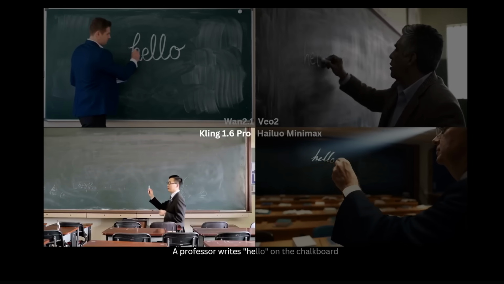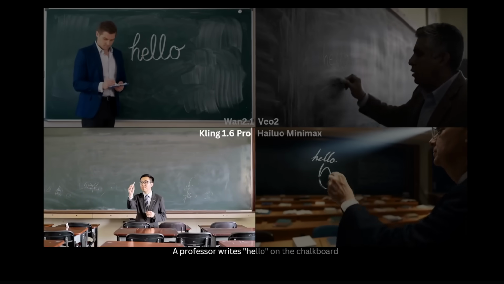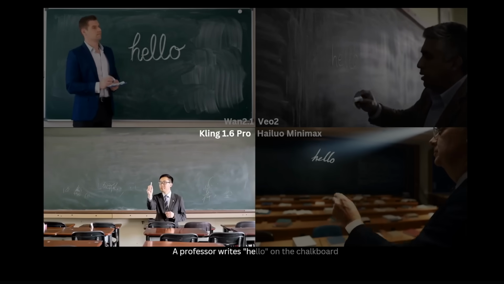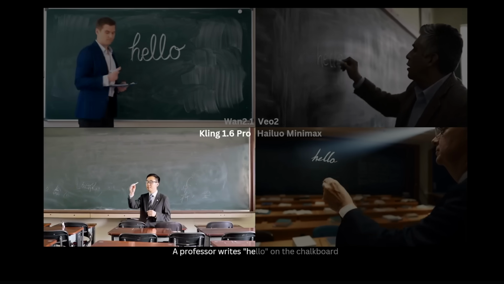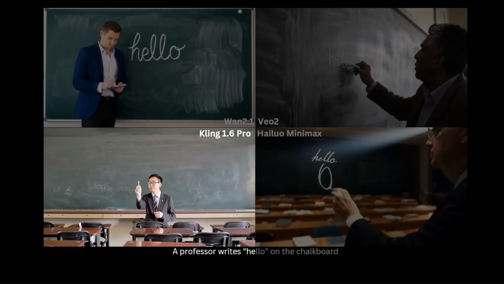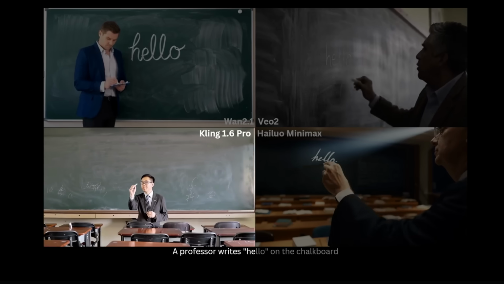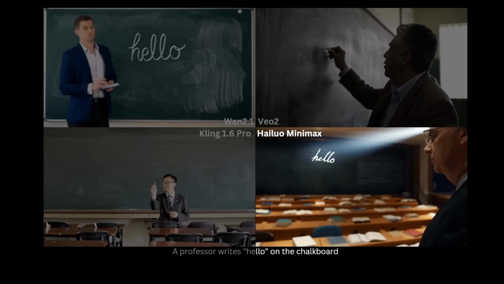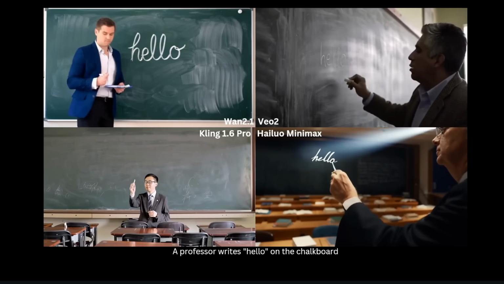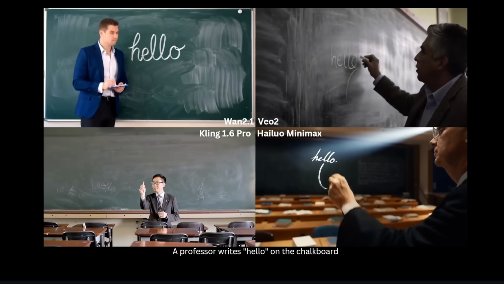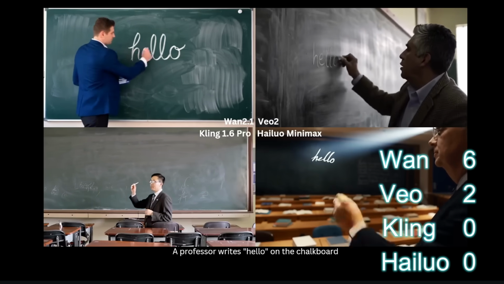And then for Kling 1.6 Pro, what is he doing? Can someone explain this to me? Anyways, Kling is known to do really badly at text. It can't really generate consistent text in videos. And then for Hai Luo Minimax, this generation is just wrong. So in this instance, I would say it's a tie between Wan and VO2.